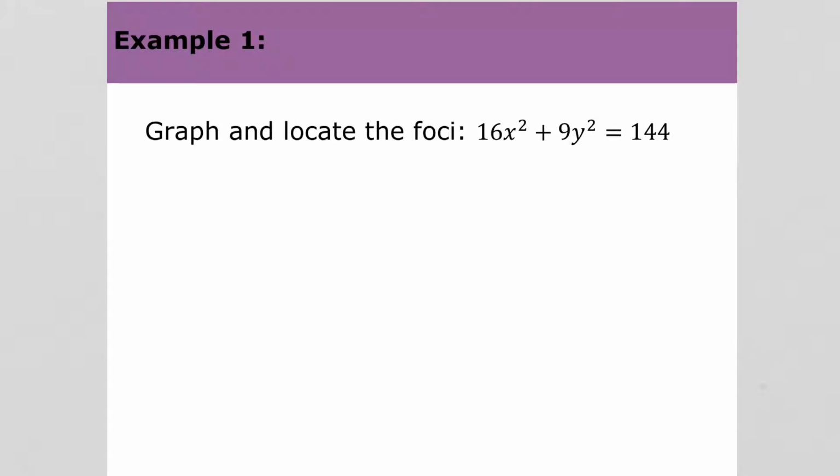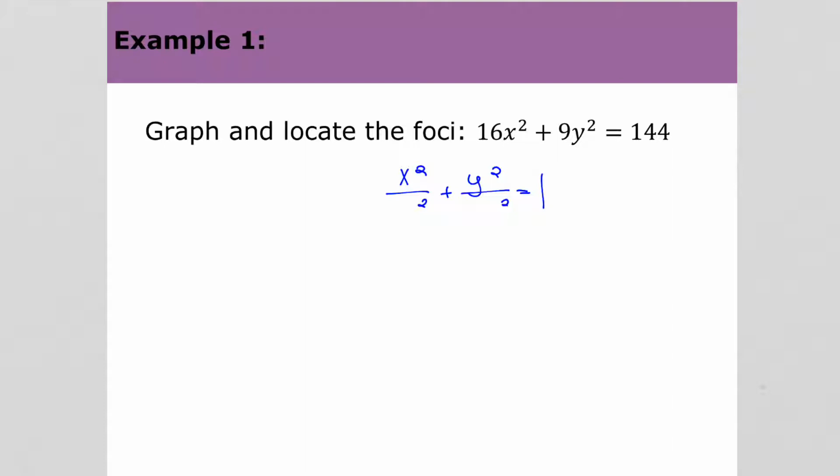Example 1 says graph and locate the foci of this equation. Now, if you'll notice, first off, this equation is not in the form that we need. We need it to be in the form of x squared over either a or b squared, we'll wait on that, plus y squared over either a or b squared equals 1.